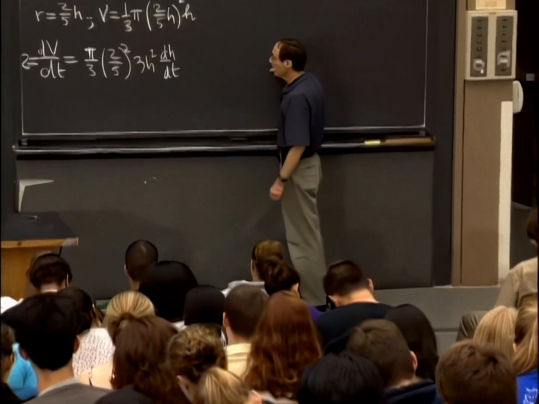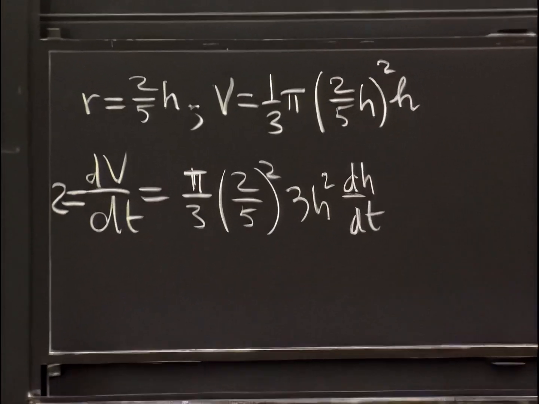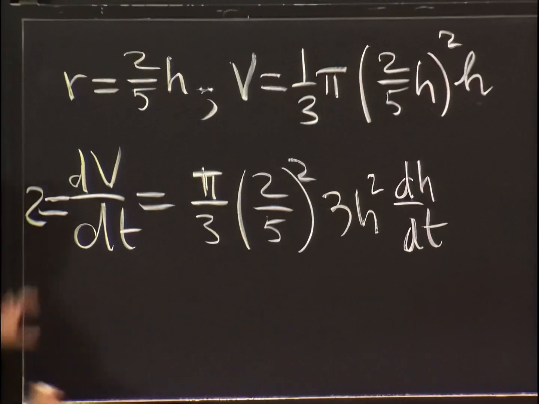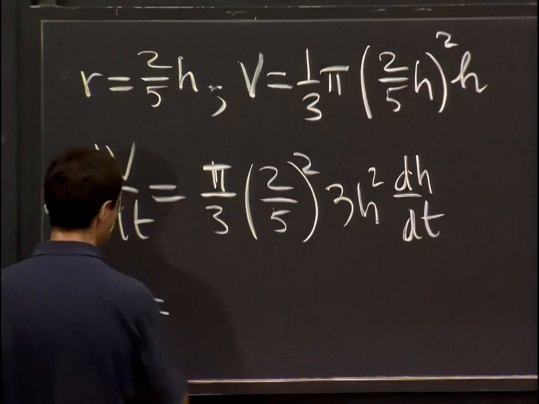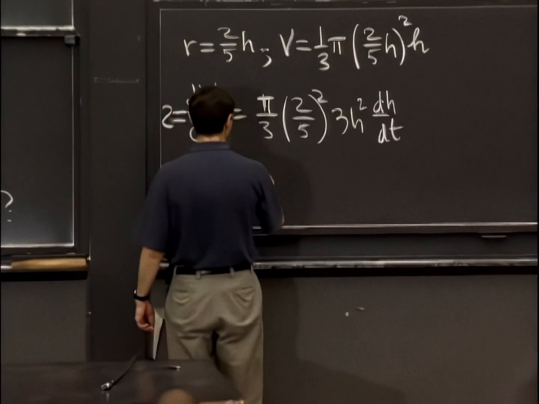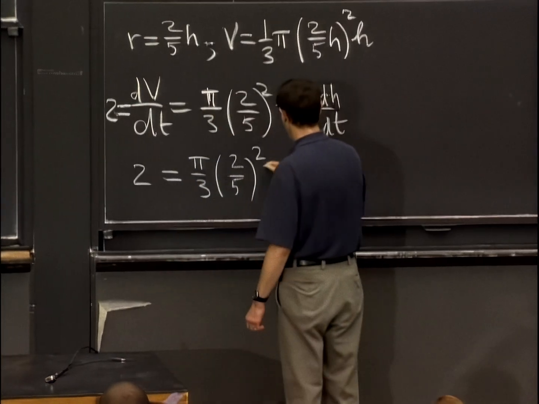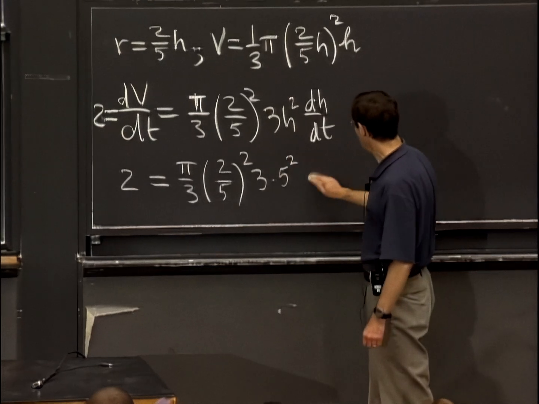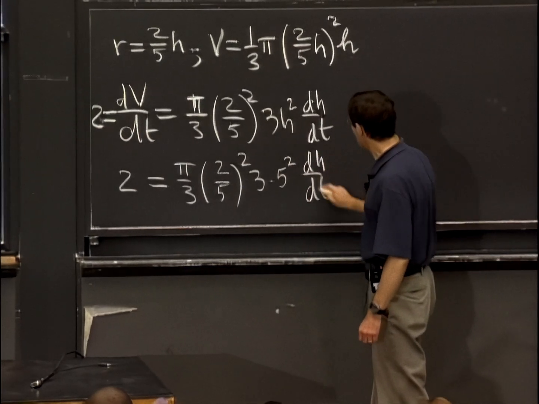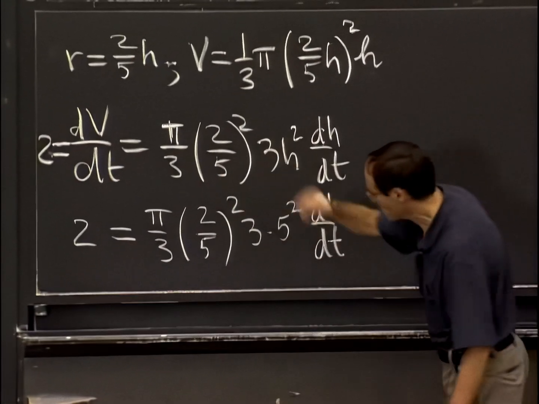All right, so now let's plug in all of our numbers. Again, the other theme is you don't plug in fixed numbers until everything has stopped moving. At this point, we've already calculated our rates of change, so now I can put in the numbers. So 2 is equal to pi over 3 times 2/5 squared times 3, and then h was 5, so this is 5 squared, and then I have dh dt. So there's only one unknown thing left in this problem, which is dh dt. Everything else is a number.